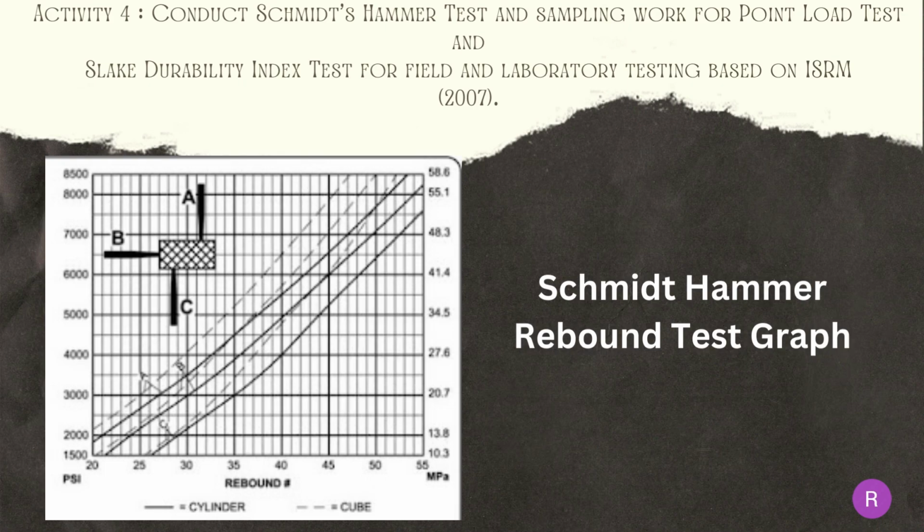So what is the relationship between cube strength and rebound number? Moreover, the rebound index is indicative of the compressive strength of concrete up to a limited depth from the surface, and the internal cracks, flaws, and so on, or the heterogeneity across the cross section will not be indicated by rebound numbers.